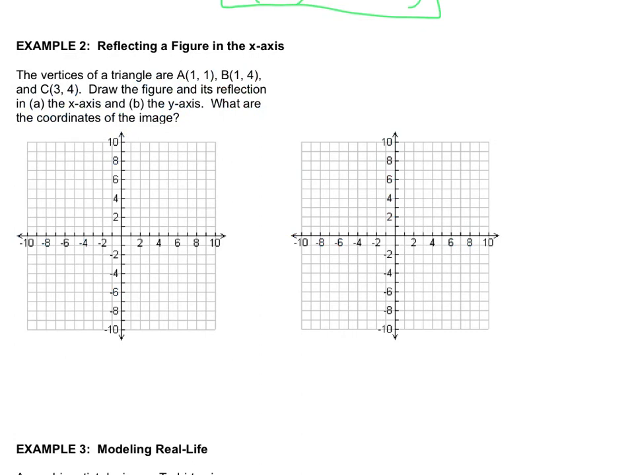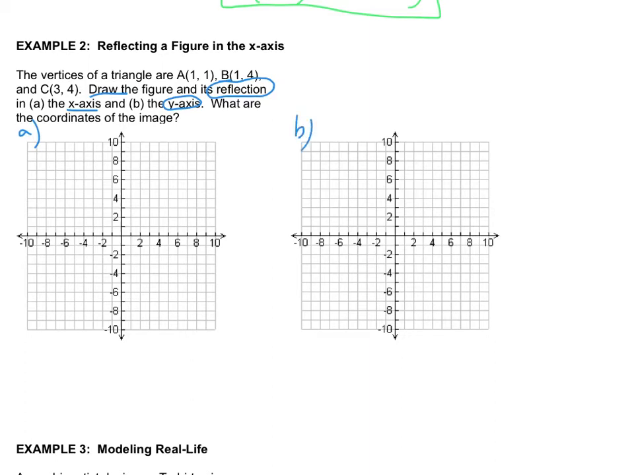So now we want to talk about reflecting and how we actually do one. So we have the vertices A, B, C. We want to draw the figure, so that's important to notice, and its reflection in 2 ways. One, in the x-axis, and then the second one in the y-axis, and what are the coordinates of the image. So we're going to do this 2 ways.